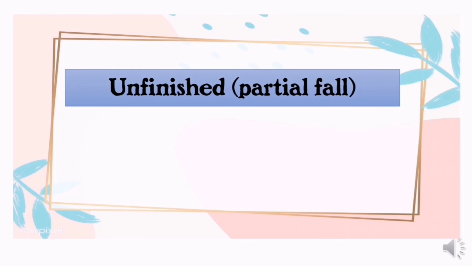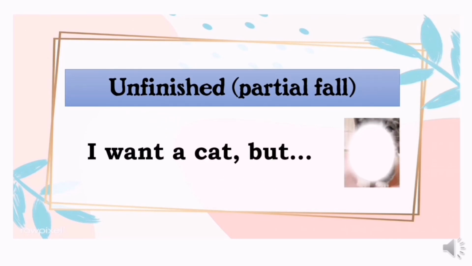Another example for the partial falling intonation is this sentence. I want a cat, but... As you can see, at the word but, it's in the falling intonation, but in the word cat, it rises. Again, I want a cat, but... So we use the partial falling intonation because it is unfinished.